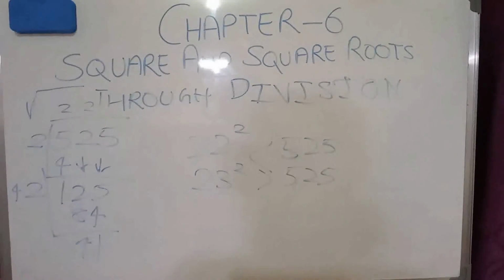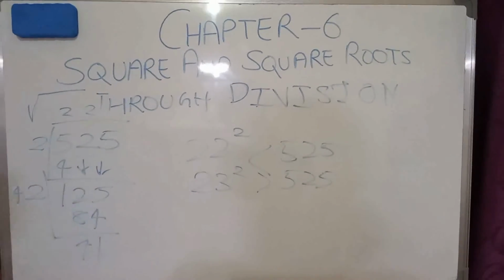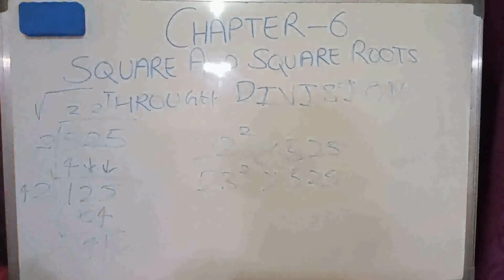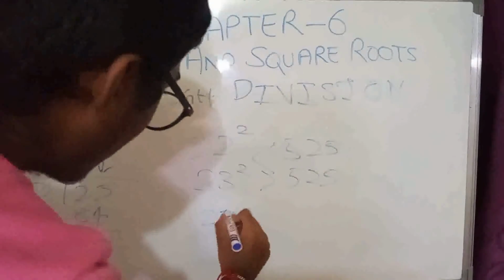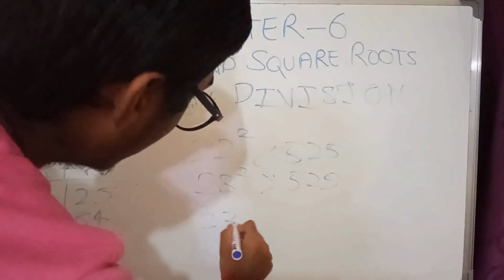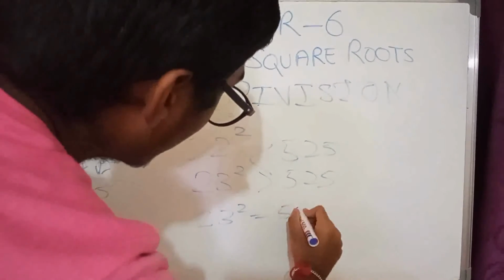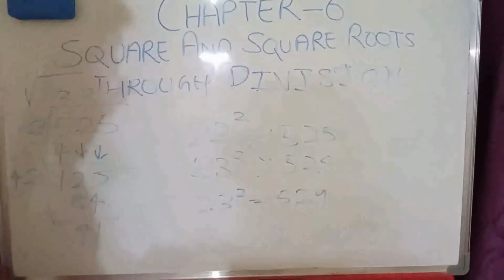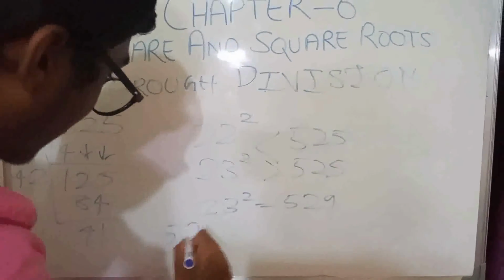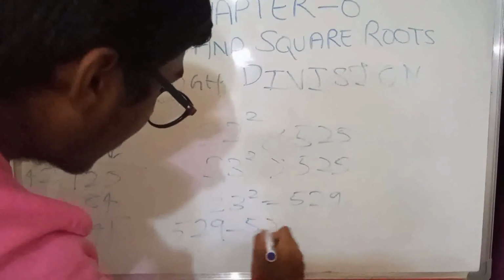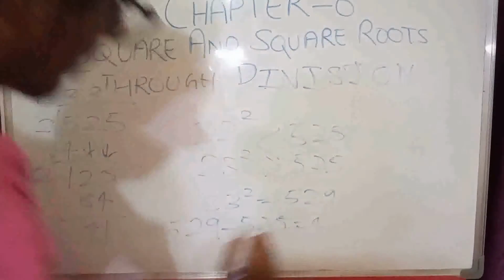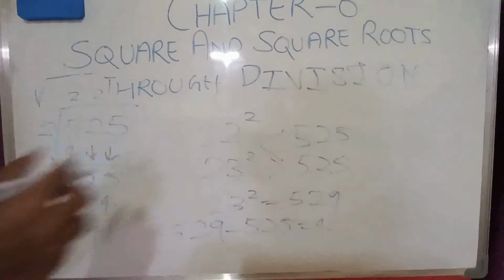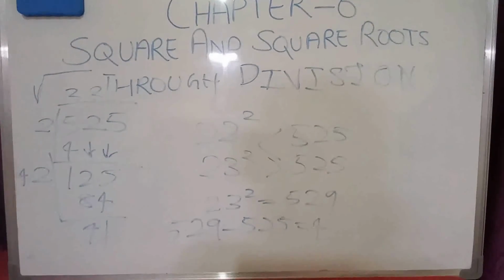And if we need to know the number to be added, the number gets increased. So that means we are going to find 23 square. And what is 23 square? 23 square is 529. So here we get 525, and the next square is 529. So 529 minus 525 equals 4. 4 is the smallest number required which will be added to make 525 into a perfect square.